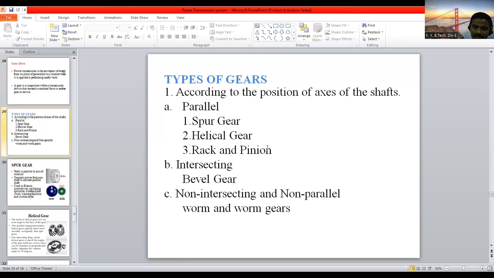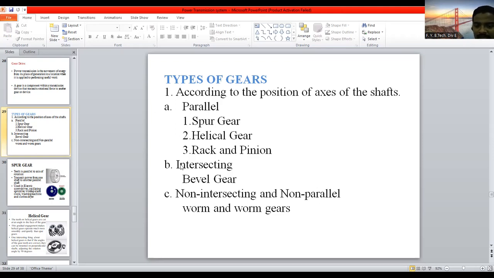So types of gears: basically they are classified based on the position of the axis of the shaft. First is parallel, second is intersecting, and third is non-parallel, non-intersecting shafts. If the shafts are parallel, in that case you will find three types of gears: one is spur gear, second is helical gear, and third is rack and pinion gear.